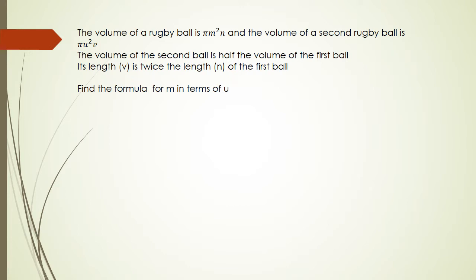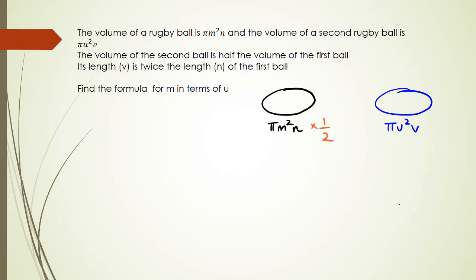Okay, so let's get started. The first thing I'm going to do is draw the first rugby ball in black ink right here, and its volume is given by pi m squared n. Then I've got the second rugby ball that has a volume of pi u squared v. Now the second line says the volume of the second ball is half of the volume of the first ball, which means I take the volume of the first ball, the black one, and multiply it by half to get the volume of the second one.